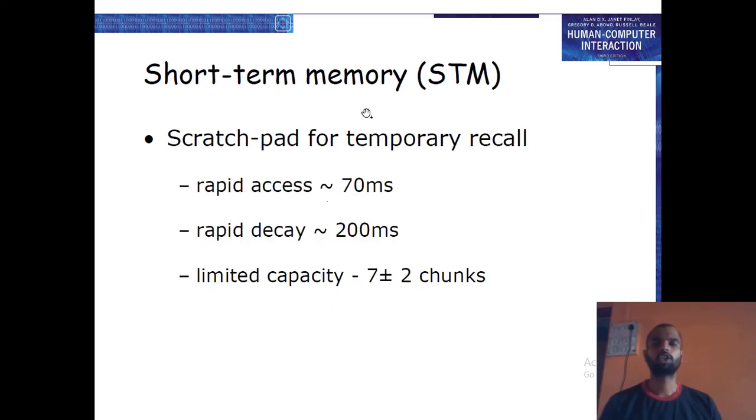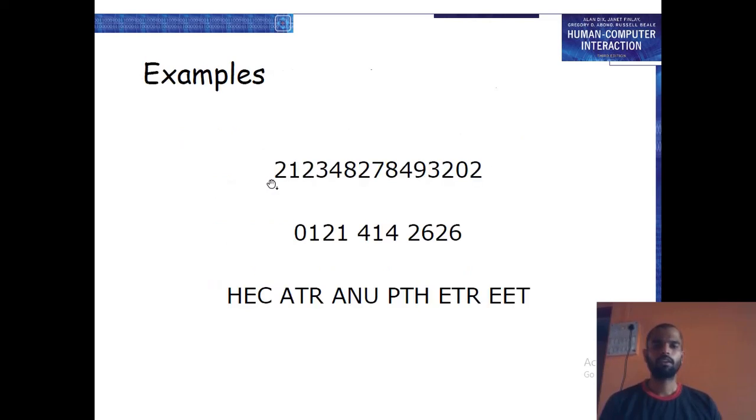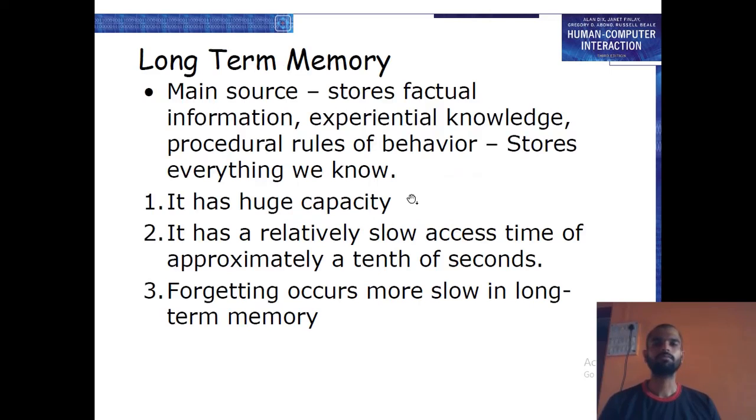Next one is short term memory. It is a scratch pad for temporary recall. That means something we can store in our memory for a short period of time. For example, if you read this number or these alphabets, you can remember them for a short period of time. This is because of our short term memory.